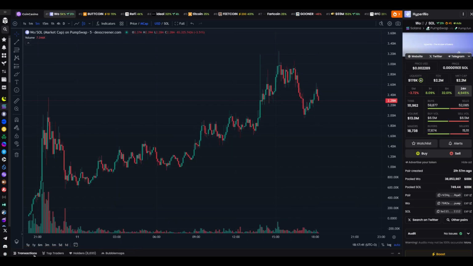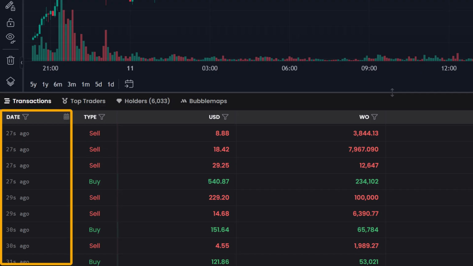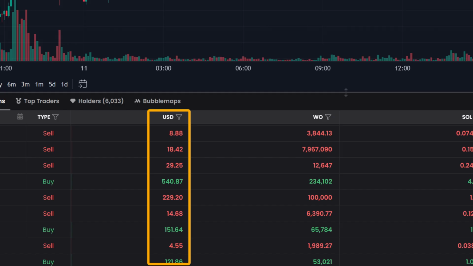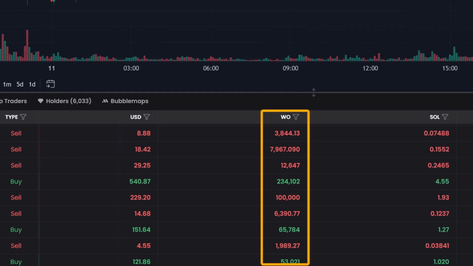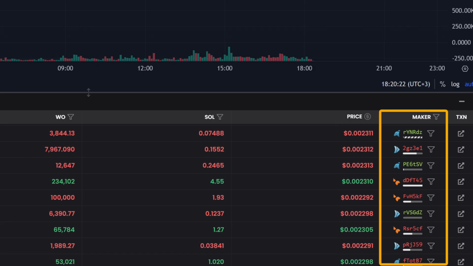The first tab is Transactions. I open it and you see the information. The first column shows the time of the last transaction. The second column indicates the type of transaction, whether it's a buy or a sell. The third column shows the amount in dollars spent on the transaction. The fourth column displays the number of tokens bought or sold. The fifth column provides the transaction price, and the sixth column shows the wallet that conducted it. Buys are marked in green and sells are in red.